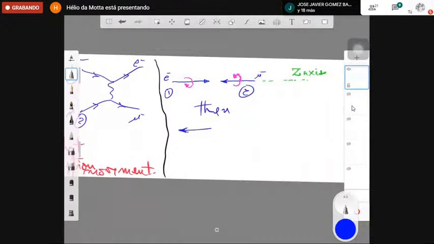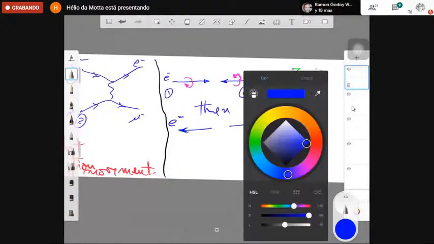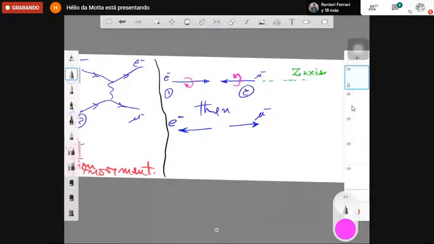also along the z. So here we're going to have the neutrino, the muon, sorry, and here we have the electron. And I'm saying here that in all situations the helicity is 1. In all situations the spin goes in the direction of movement.